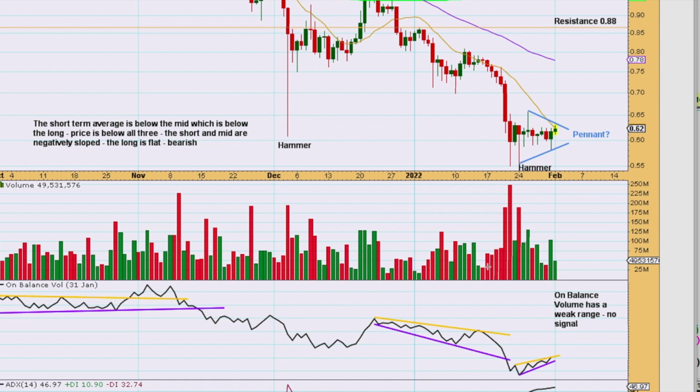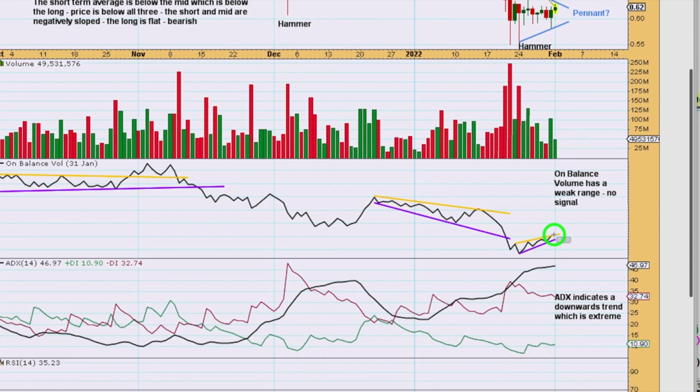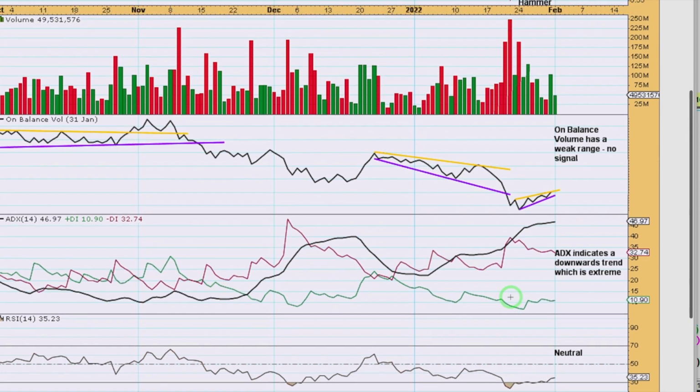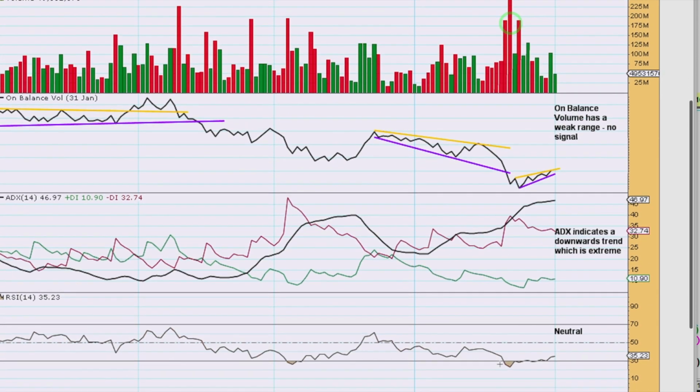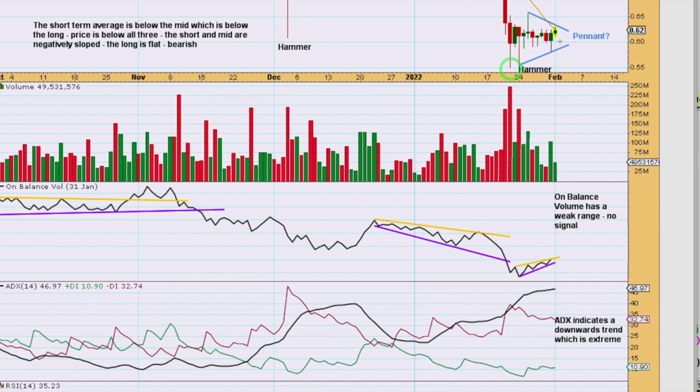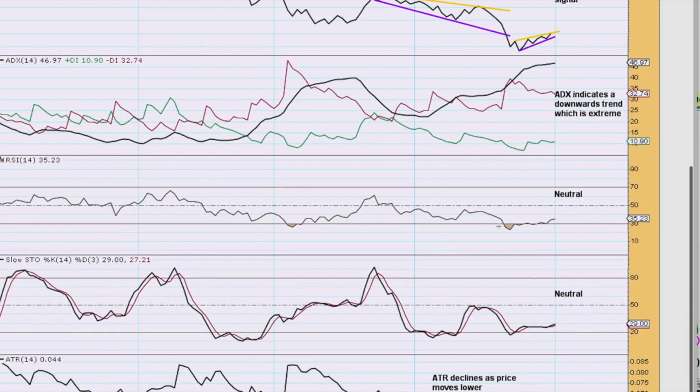which I calculated at 0.4165. Okay, no signal from on-balance volume, ADX indicating a downward trend, which is now very extreme. It's above 45 and above both DX lines, but certainly can get more extreme than that. Here is no bullish divergence between price and RSI. The low for RSI here, price moving sideways and higher, RSI back in neutral territory, room again for price to continue lower with this downward trend.